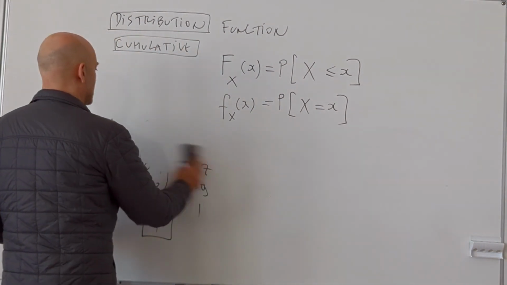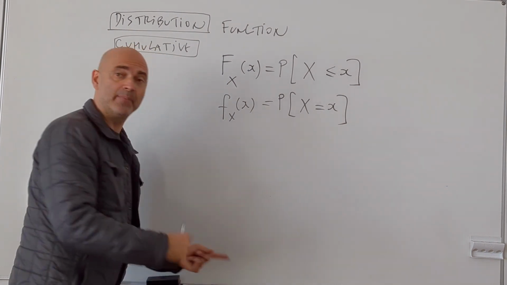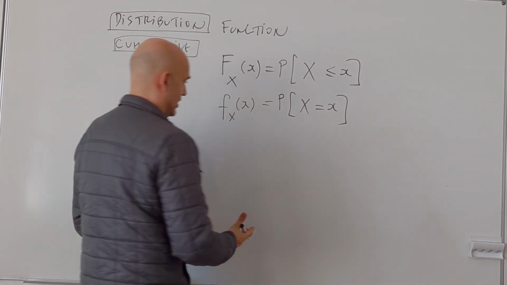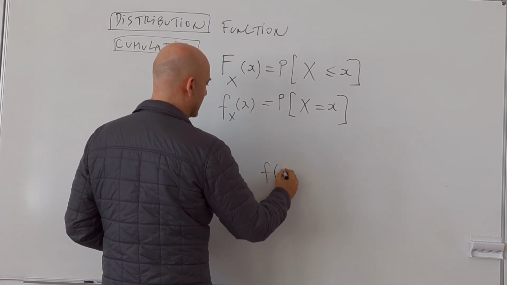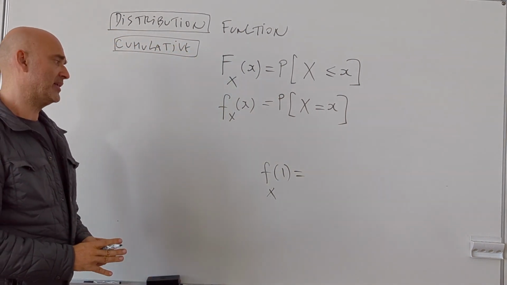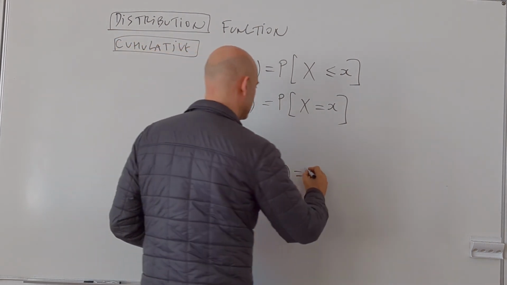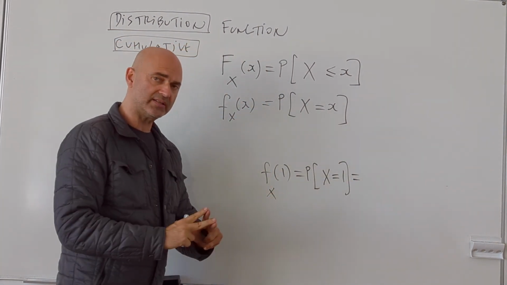For example, if we are talking about our first example, the number of faces when we throw 2 coins, I can write, for example, small f of 1. What is the small f of 1? It is the probability that we obtain 1 face. Okay, so it's the probability that the big X is equal to 1. What is the probability?